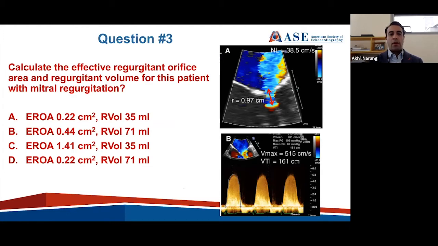Answer choice A is EROA 0.22 centimeters squared, regurgitant volume R-vol 35 milliliters. Choice B, EROA 0.44 centimeters squared, R-vol 71 milliliters. Answer choice C, EROA 1.41 centimeters squared, R-vol 35 milliliters. And answer choice D, EROA 0.22 centimeters squared, R-vol 71 milliliters. The correct choice is B, EROA 0.44 centimeters squared and R-vol 71. So let's go through this in detail.